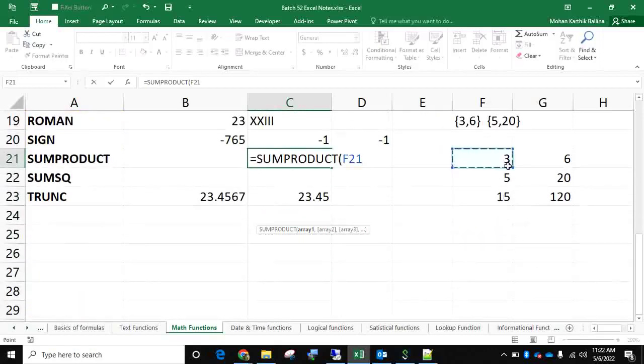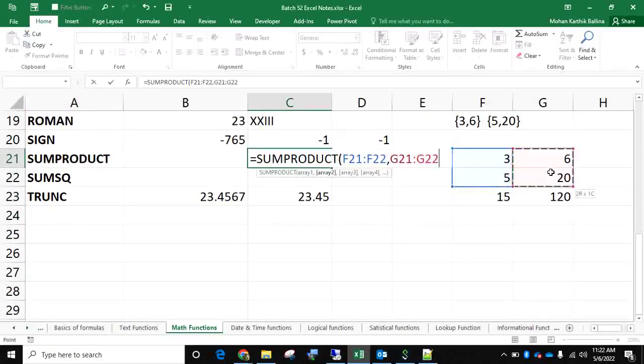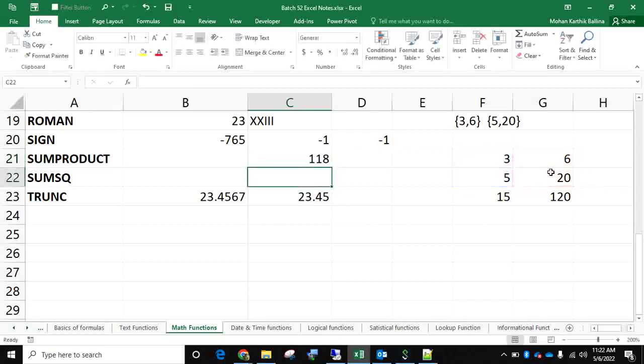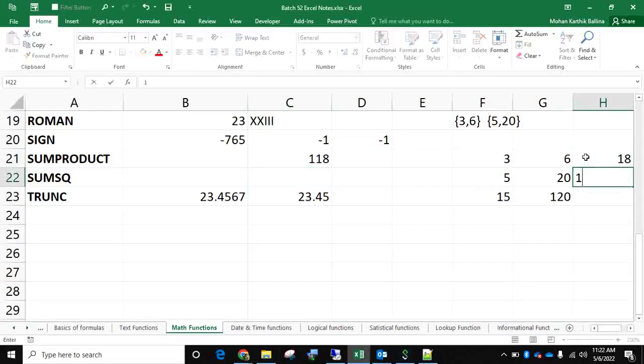So I am just giving one array this, second array this. 118 ఎలా క్యాలిక్యులేట్ అయ్యిందంటే, 3 6 are 18, 100, 25 are 100, 118 తర్వాత ఎడిషన్ చేసుకుంటుంది. ఓకేనా, డోంట్ వరీ అబౌట్ దిస్.